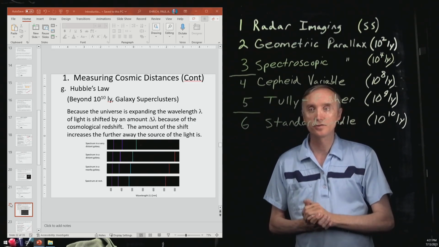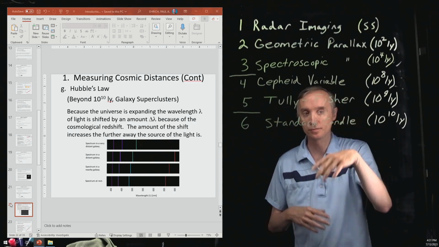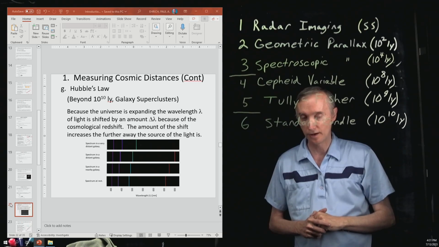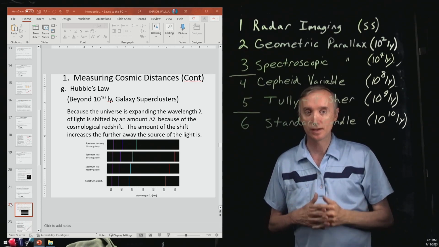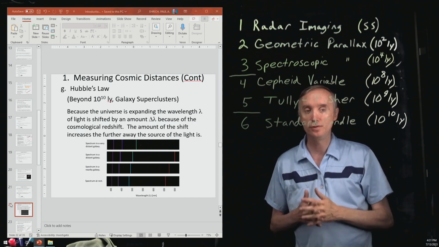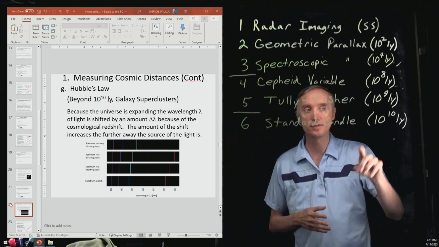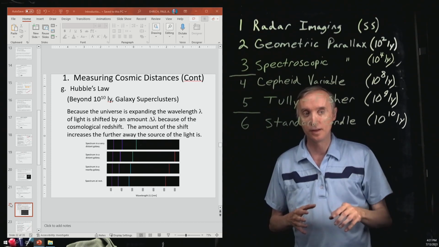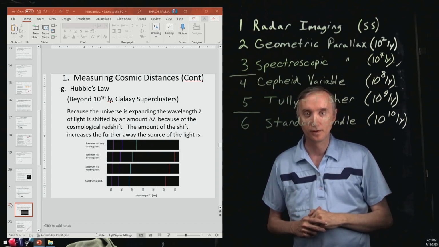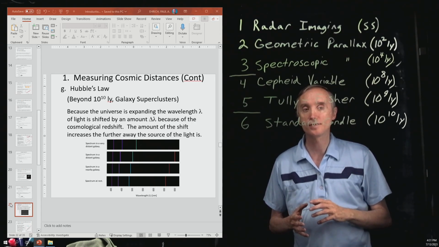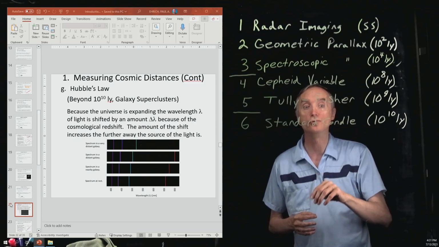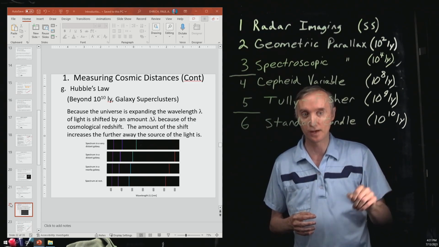So we just got finished using the standard candles, supernovas, in order to figure out how far away objects are. But there's one last technique that is useful for measuring distances that are even greater than this number. And so that's going to be Hubble's law. And so this is going to be useful for measuring the distance from Earth to superclusters of galaxies.